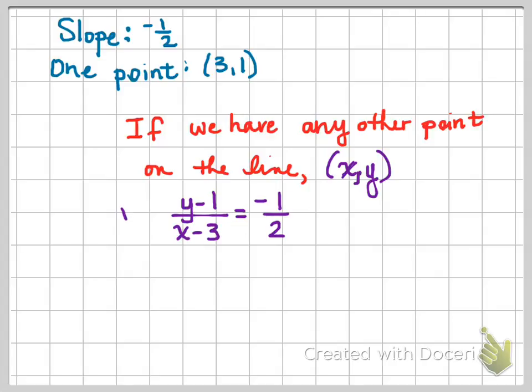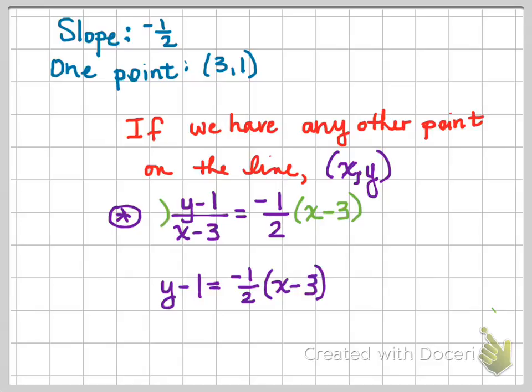So what I'm going to do is take this equation here and rewrite it as y minus 1 equals -1/2 times (x minus 3). See what I did there? I multiplied both sides by x minus 3. And on this left-hand side, the x minus 3's cancel, and I was just left with y minus 1.